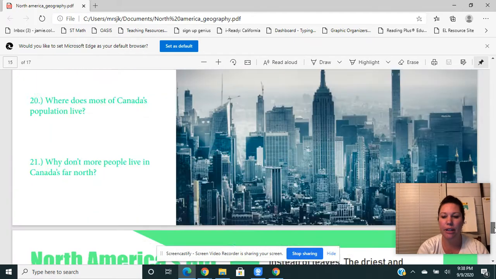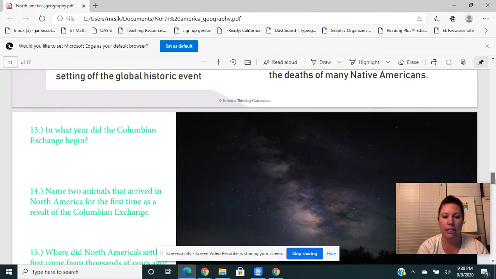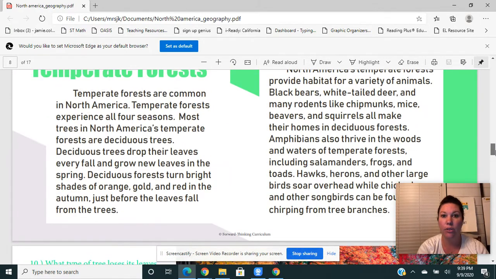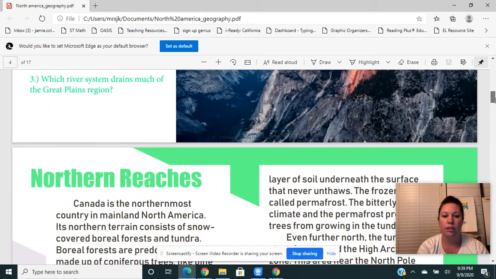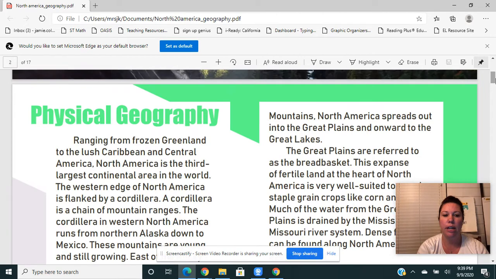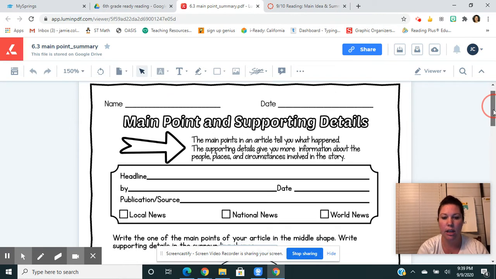Okay, so I'm going to scroll back up here. We're going to use these details in our graphic organizer together. So let me go ahead and stop right here because that's the very first one. And let's go back to our form here that we're going to be filling out together. So main point and supporting details.